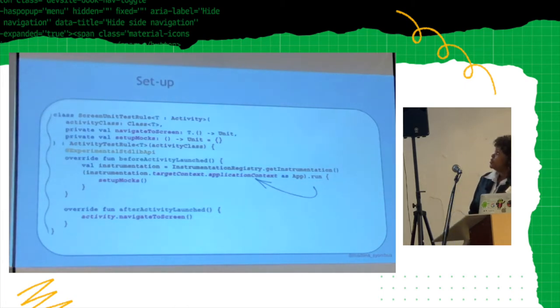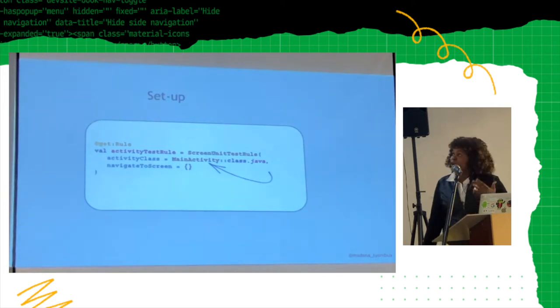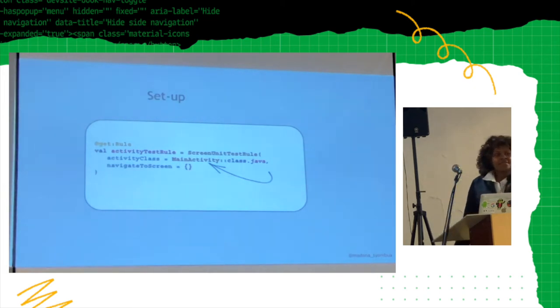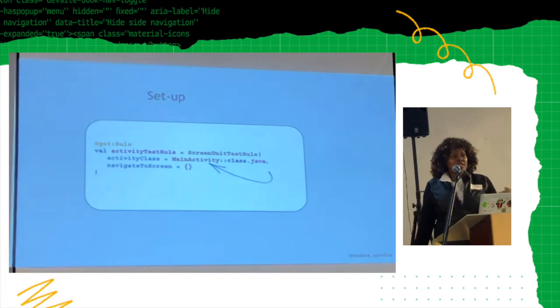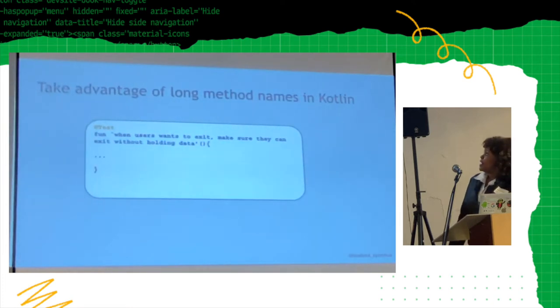Now, let's see that. Also, this is a setup, how you would get the rule. A rule by itself is defined differently for testing, and you will definitely need to pass the class that you're trying to test. And if you're trying to navigate to a particular screen, call it in there, and then you can pass it there. If you're using the navigation library, you can use the direction.